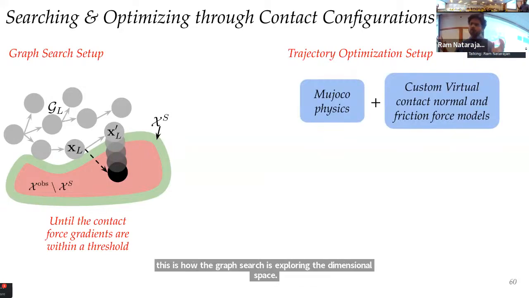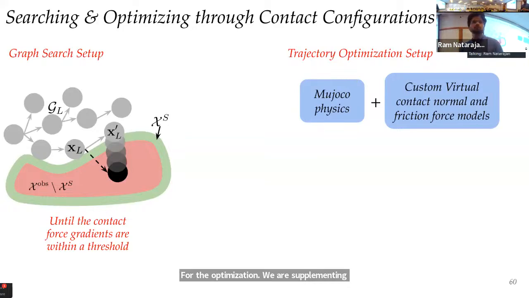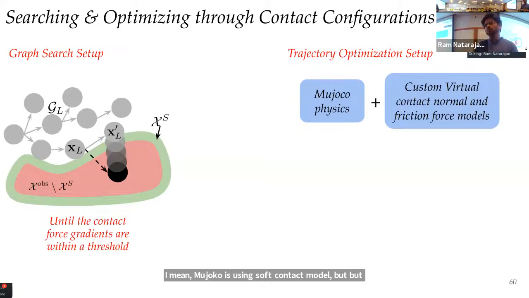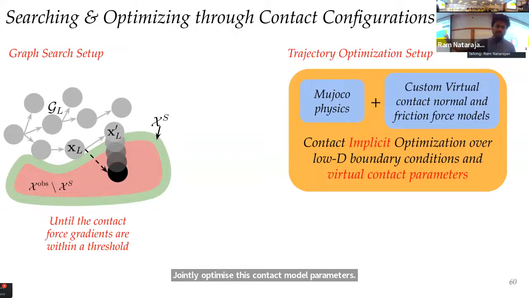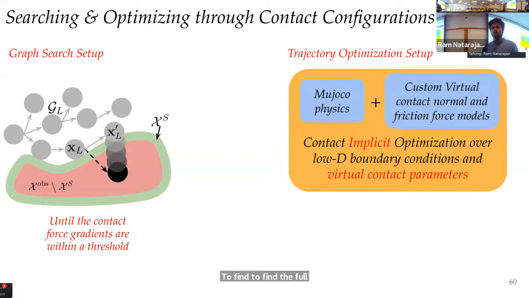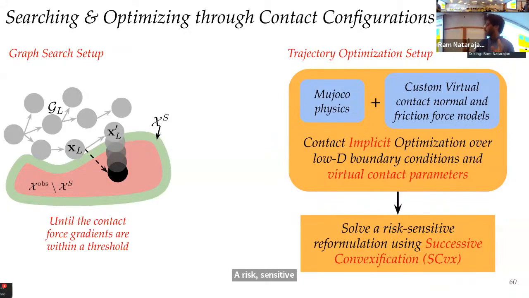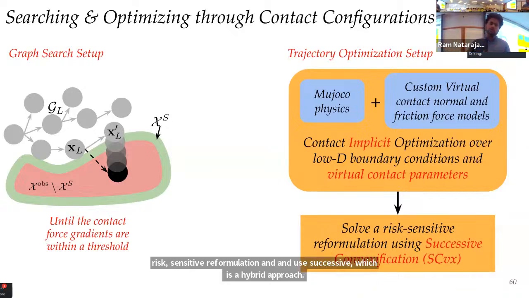For the optimization, we are supplementing the MuJoCo physics with some virtual contact force models that I developed. This is because the contact dynamics are discontinuous. MuJoCo is using a soft contact model, but in order to make it more friendly to the optimization, I had control over these virtual forces that basically help me start the optimization in a better landscape, and then jointly optimize these contact model parameters to find the full-dimensional trajectory. So basically, this is an instance of contact-implicit optimization over the boundary conditions and the virtual contact parameters. For solving this, we use a risk-sensitive reformulation and successive convexification, which is a hybrid approach that tries to use LQR-style rollouts and trust regions.